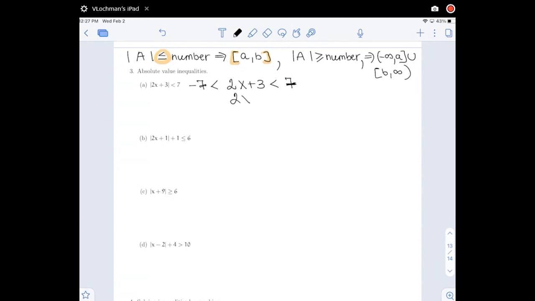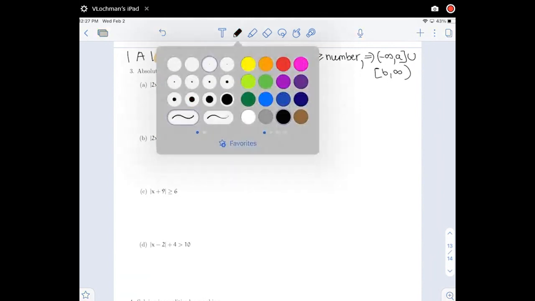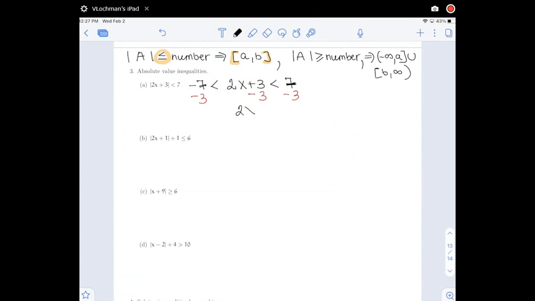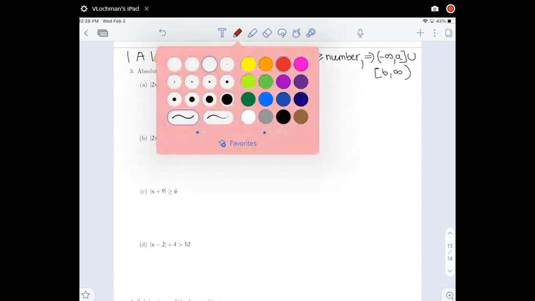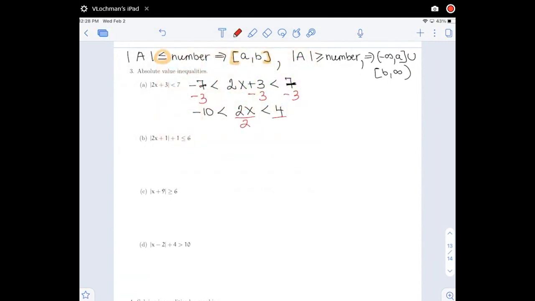So this is 2x. Subtract 3 from all of them, right? So let me go ahead and do that carefully. Minus 3, minus 3, minus 3. Okay, so we get 2x less than 4, greater than negative 10. And then divide by 2. That means what? We get negative 5 less than x less than 2.